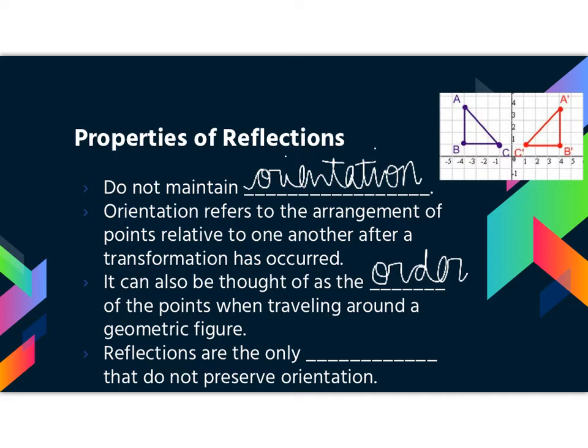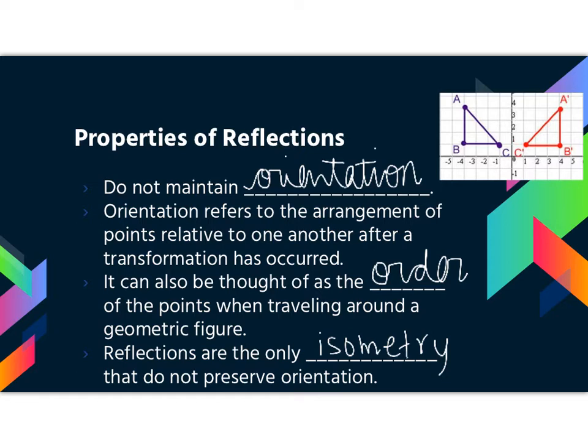Reflections are the only isometry that do not preserve orientation. Recall that isometry refers to rigid transformations. There are 3 types. We have rotations, translations, and reflections. So reflections are the only ones who don't preserve orientation, meaning that rotations and translations do maintain orientation.